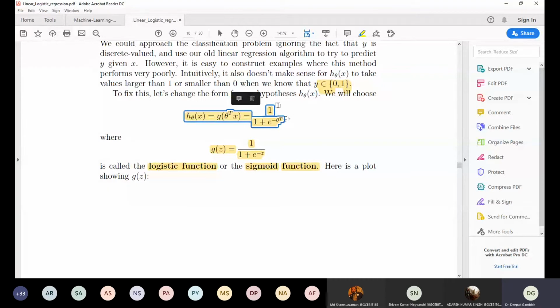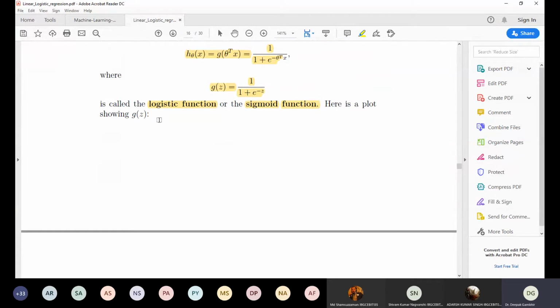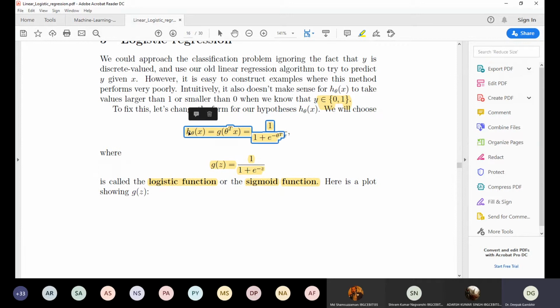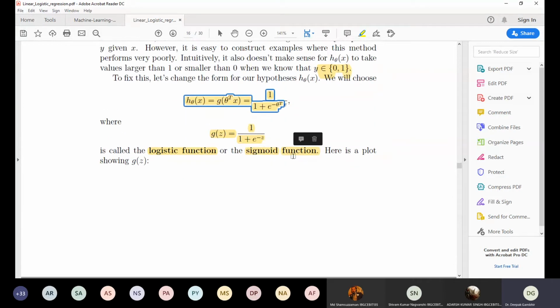So our new hypothesis, according to this function, where g of z is 1 over 1 plus e to the power minus z, is obtained by substituting theta transpose x for z. We get 1 over 1 plus e to the power minus theta transpose x, as given by this equation. This is our logistic or sigmoid function, and this is now our new hypothesis.